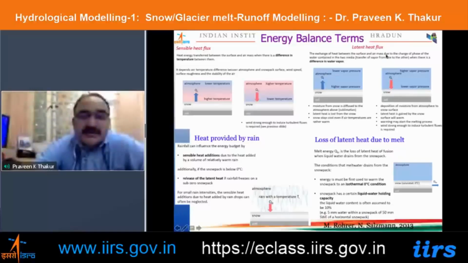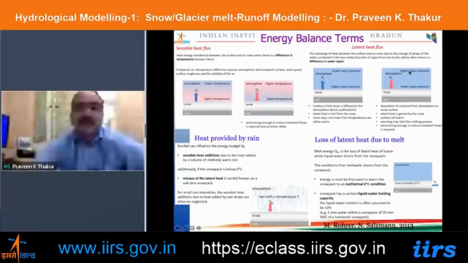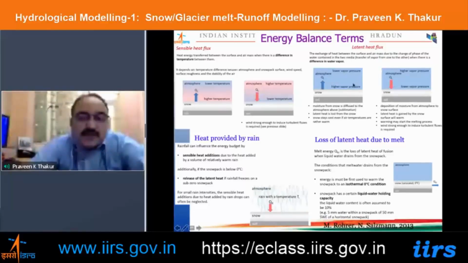The second, latent heat flux, is the exchange of heat between the surface and the atmosphere due to phase change. That means snow is melted into water and goes into the soil, or it can happen that snow is directly evaporated from the surface. That is, sublimation is happening. In that case, it will be decided by the vapor pressure. If the atmospheric vapor pressure is lower as compared to the surface, it will be taking energy away. If it is inverse, that means atmospheric vapor pressure is higher as compared to the surface, it will be adding energy into the snowpack. So this is in terms of our energy balance. This is equivalent to our evapotranspiration, what happens in the normal areas which are not covered with snow.